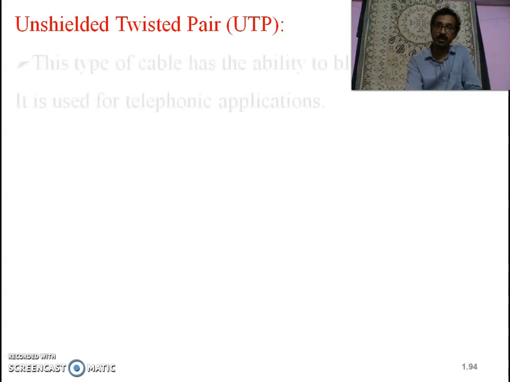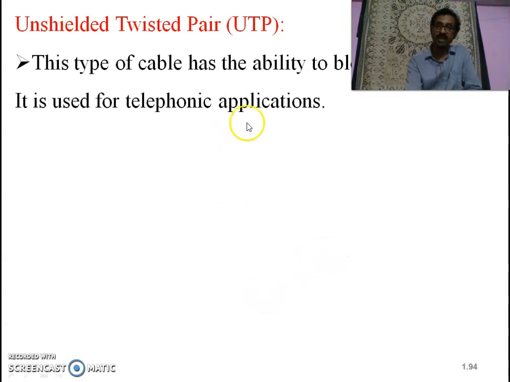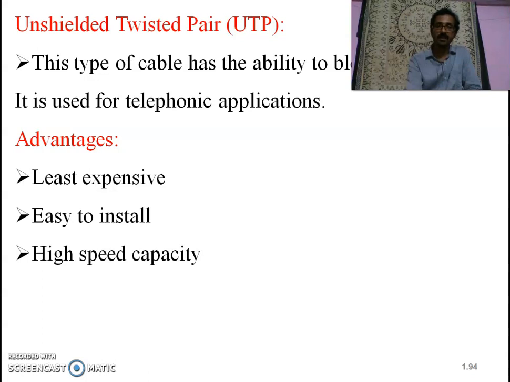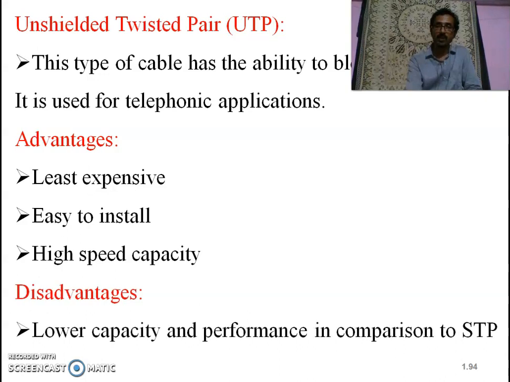First one, unshielded twisted pair cables. This type of cable has the ability to block interference. It is used for telephone applications. So these cables are mainly used in telephone applications. And advantages: it is least expensive, easy to install and has high speed capacity. Next, disadvantages. First one is lower capacity and performance in comparison to the STP.